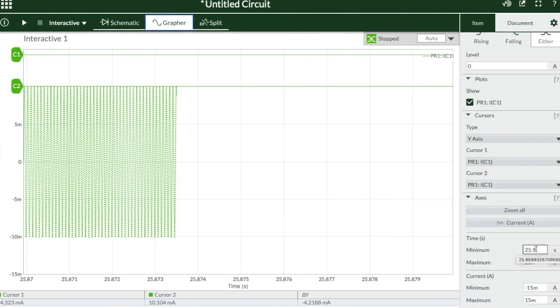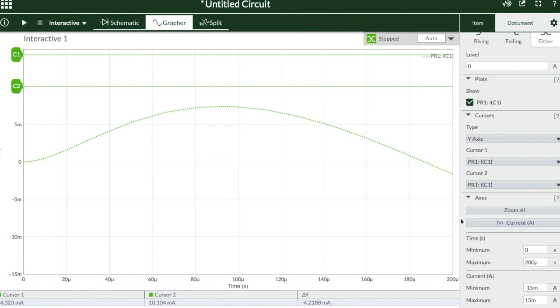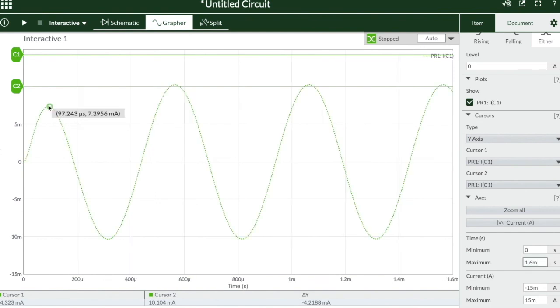We can select the minimum and maximum time so that only 3 to 4 cycles are on the screen. We can observe that current in the very first cycle is a low value, and then it increases and stabilizes thereafter from third cycle onwards. This is because of the back EMF developed across the inductor.